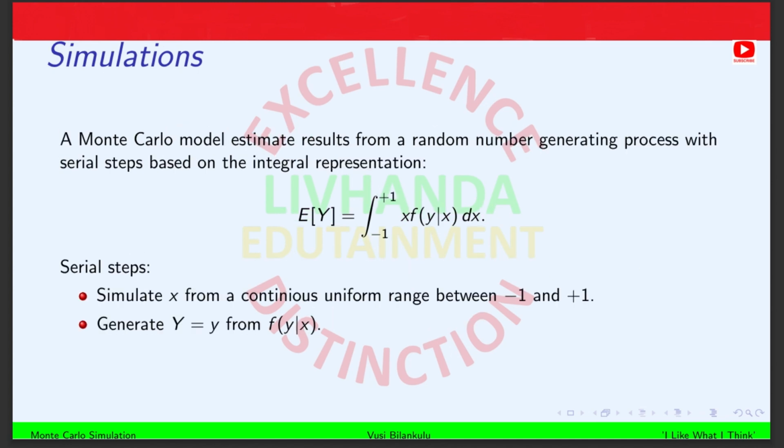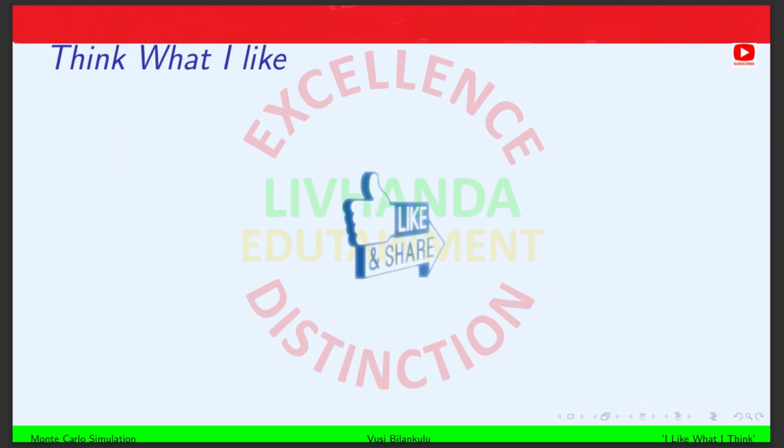To estimate an outcome from any linear regression model, the integral form obtained above is useful. A Monte Carlo model estimate results from a random number generating process with serial steps from this very integral form. An initial step: simulate a real x value from a continuous uniform range between -1 and +1. This step is followed by a simulation of y when its density function is evaluated at a real value of x.